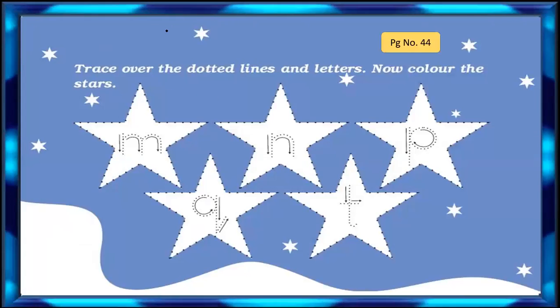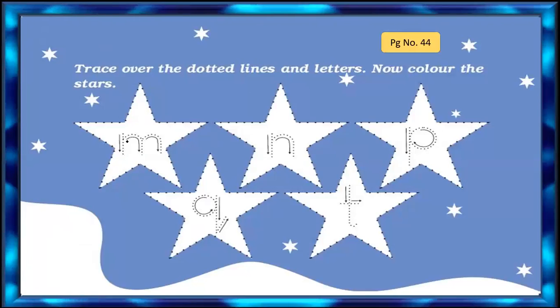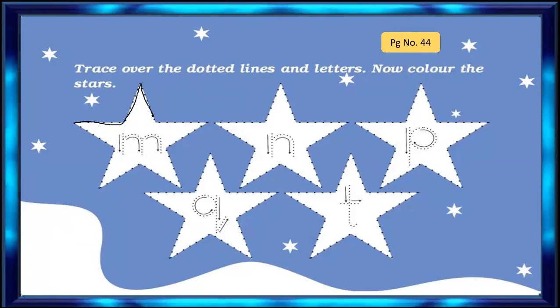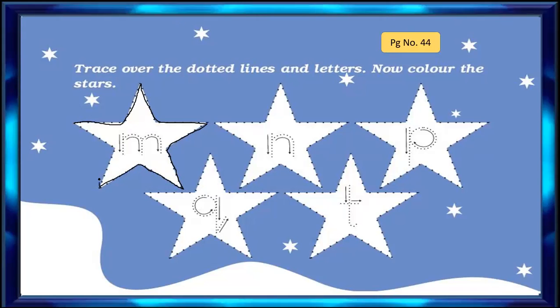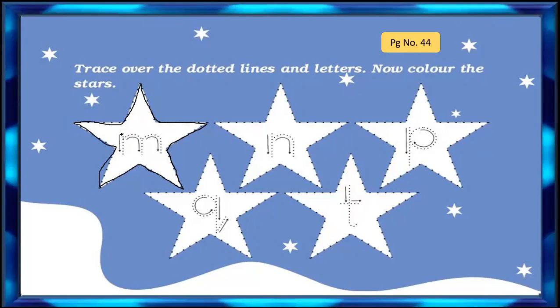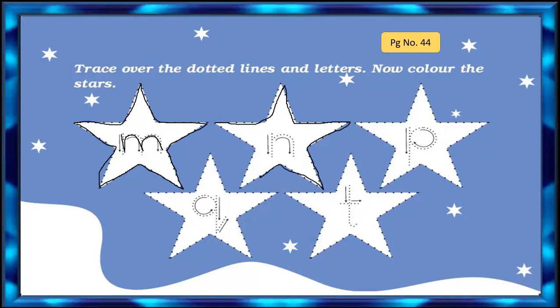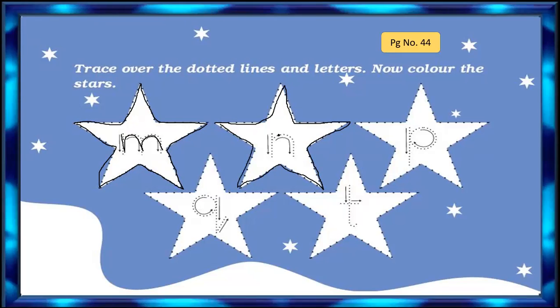Okay, children? Now, you are going to join the dotted lines here and trace the stars. And once again, you are going to trace the letters. Let me do it once again, children. Trace over the dotted lines and letters. Now, color the stars. First, you are going to trace the stars. And then trace the letter. This way, you're going to trace the star and then trace the letter.